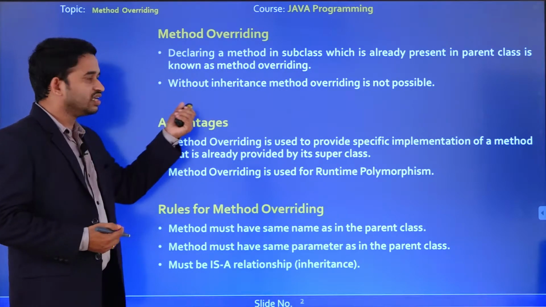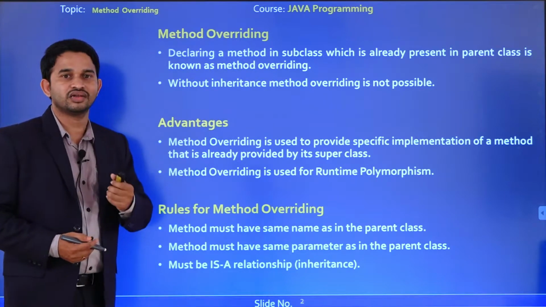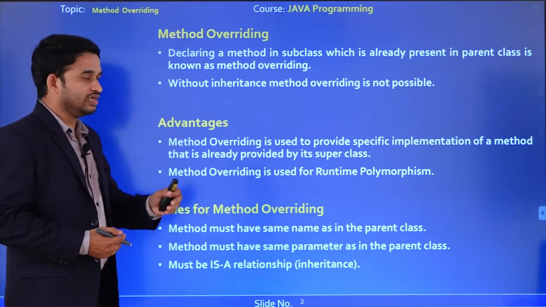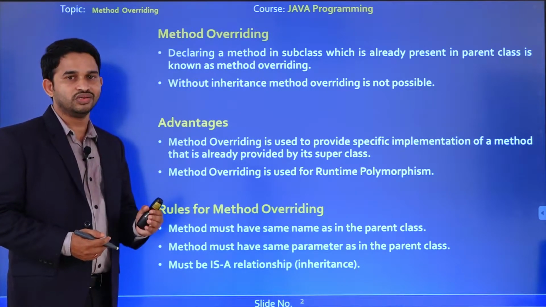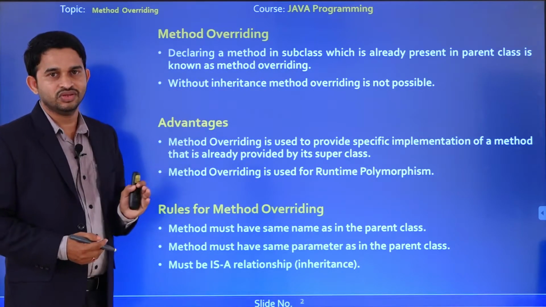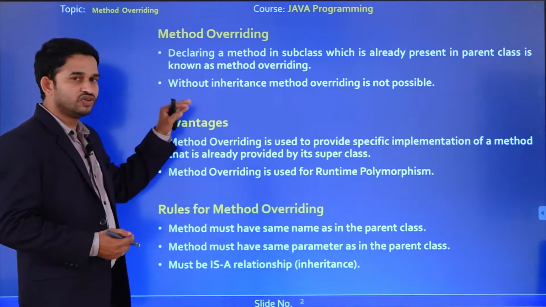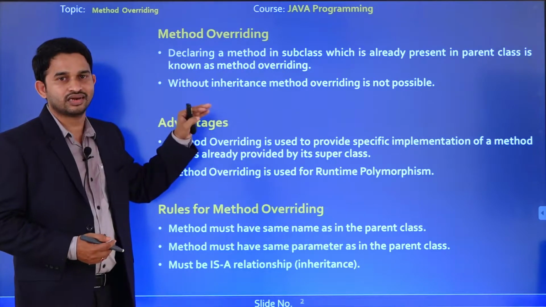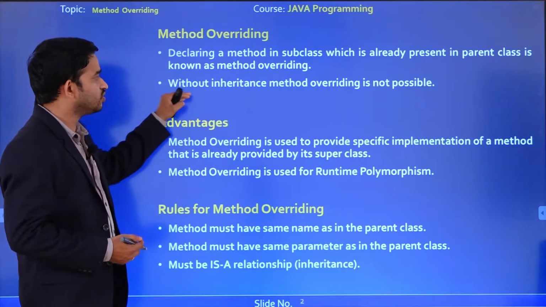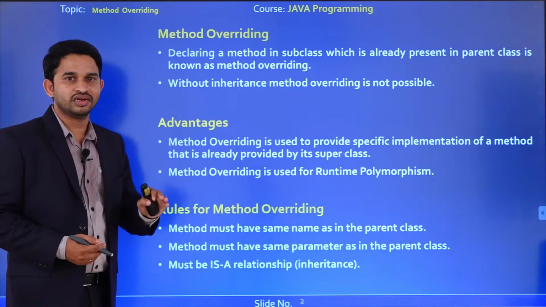Next, without inheritance, method overriding is not possible. It means we use the overriding concept only within inheritance, so it should follow the inheritance concept. That is the reason why without inheritance method overriding is not possible.